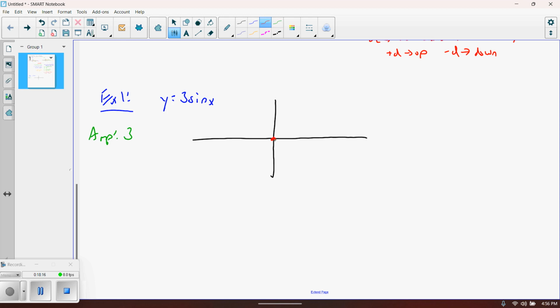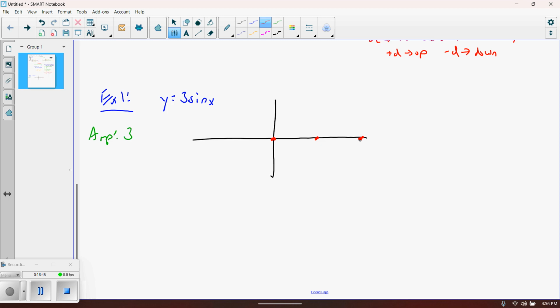And again, you really need 5 values for a basic sine curve. You need 3 on the midline, 1 max, 1 min. Well, it hasn't been shifted left or right or up or down. It's been stretched, but it hasn't been shifted. So 0, pi, and 2 pi are still all going to lie on the midline, which is still 0, again, because it hasn't been shifted.